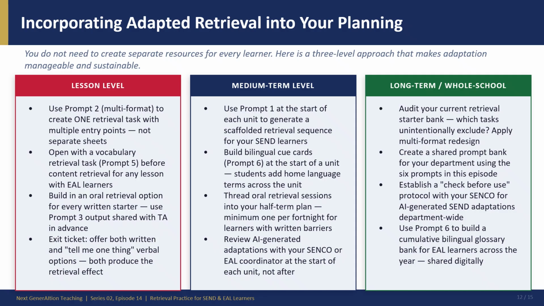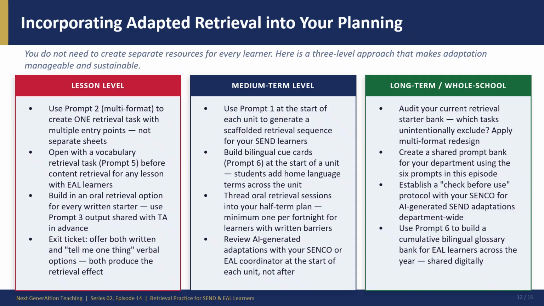And at long term and whole school level, audit your existing retrieval starter bank. Which tasks unintentionally exclude? Apply a multi-format redesign systematically. Create a shared prompt bank for your department using the 6 prompts from this episode. Establish a SENCO review protocol for AI-generated adaptations and use the bilingual glossary bank as a shared resource across the year and not just for individual teachers. The point I want to make is that this does not need to feel like additional work on top of existing planning.